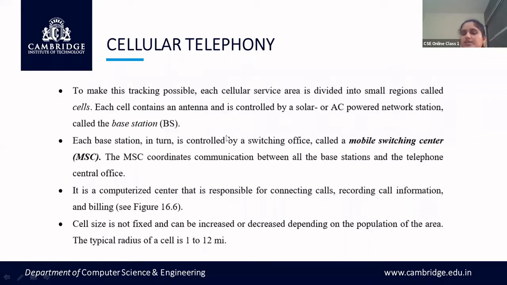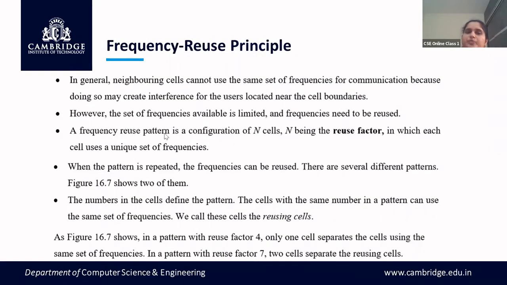So what is the typical radius of each cell? The typical radius is 1 to 12 miles. Based upon this radius, you can form the cells, and each cell is arranged adjacent to each other, covering a particular range of frequency. Next, neighboring cells cannot use the same set of frequency.